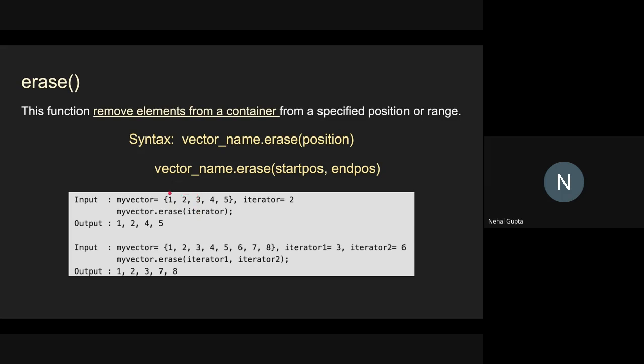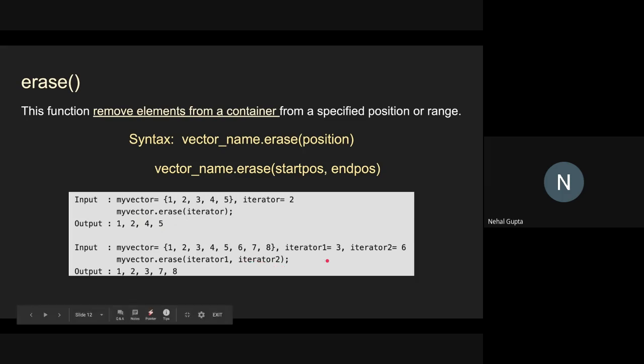Vectors also have the same way of defining indices as in arrays. The first index is from 0. So this is how you count indexes: 0, 1, 2, 3, 4. So 3 is at the second position, so you simply remove 3 from here.